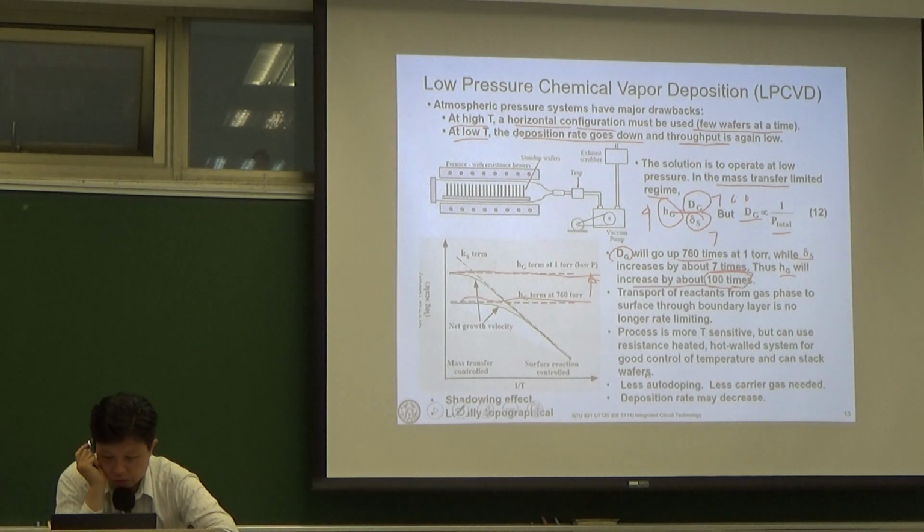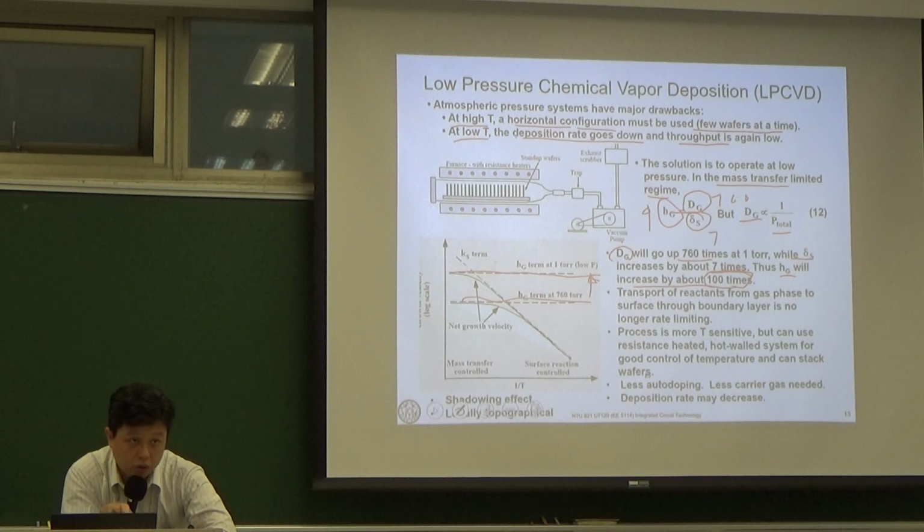So in that case, your transportation is no longer the bottleneck. For those reactants to transport from the gas phase to the surface, they go through these boundary layers. It's no longer your limiting parameter here. So increase this h_G.